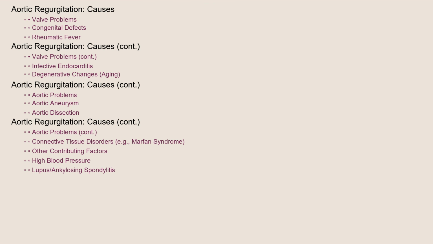Aortic problems leading to regurgitation can include aortic aneurysms, or dilations of the aorta, aortic dissection, a tear in the aorta's inner lining, and certain connective tissue disorders like Marfan's syndrome that weaken the aortic wall. High blood pressure can also contribute to the development and progression of aortic regurgitation. In some cases, it is related to other conditions, such as lupus or ankylosing spondylitis.